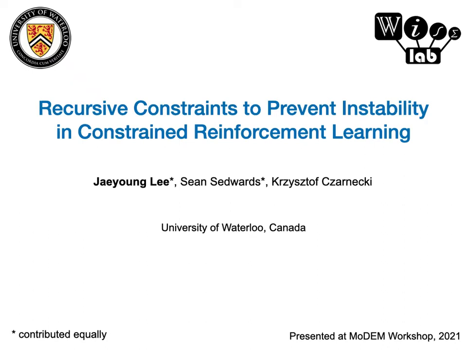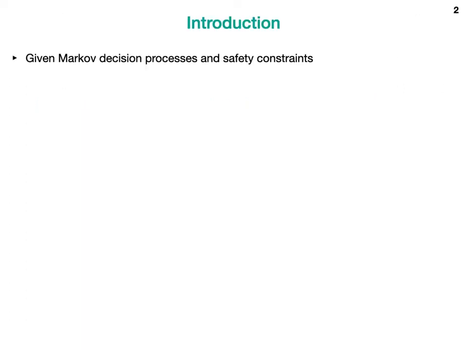Hi everyone. In this talk, we'll talk about instability in constraint reinforcement learning and a solution to it based on recursive constraints. The problem we consider in this talk is optimizing a Markov decision process on the safety constraint, which is defined by a probabilistic reachability of a set of failure states being less than or equal to a given threshold.